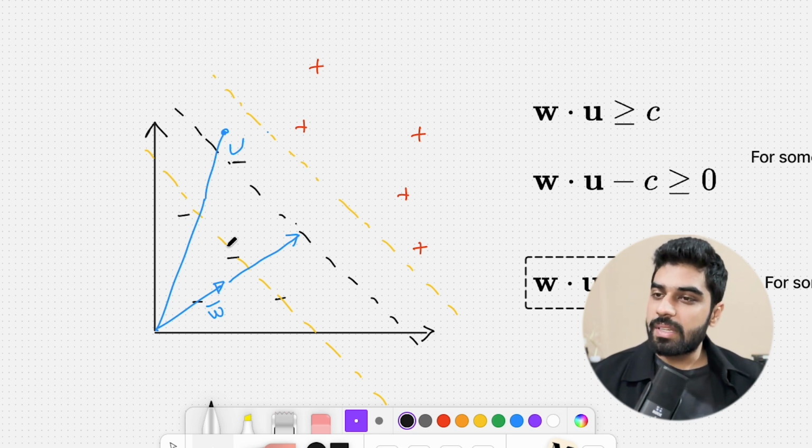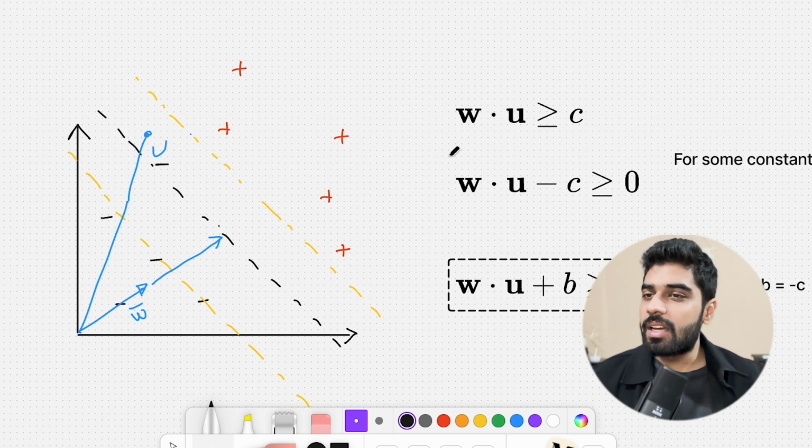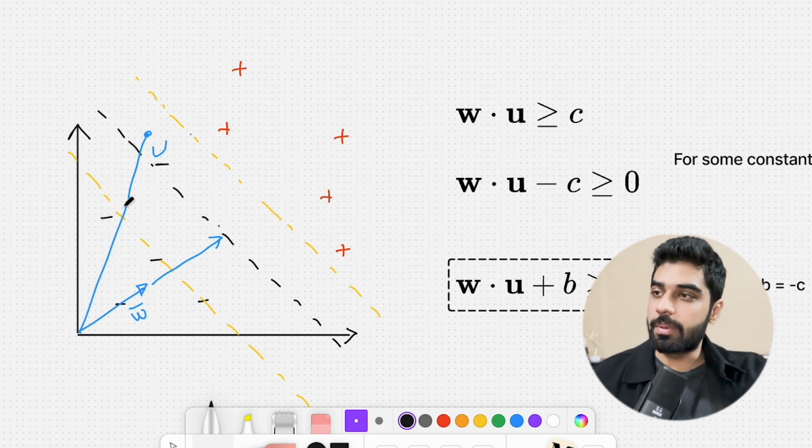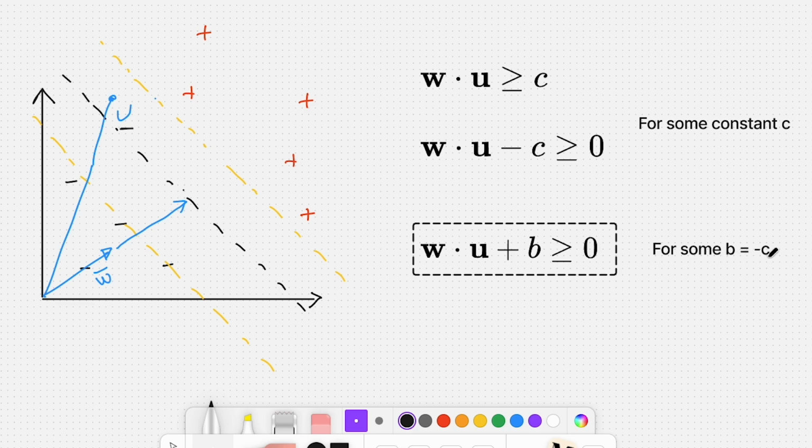So what we can claim is that the projection of U on W, which is the perpendicular length U has in the direction perpendicular to the hyperplane, should be greater than or equal to some constant C. Why are we saying that? Because we want it to lie on the positive side, on the other side of the hyperplane. So we claim that the dot product should be greater than or equal to some constant C. And if we rewrite this equation with b equal to negative C, we can claim W dot U plus b is greater than or equal to 0.